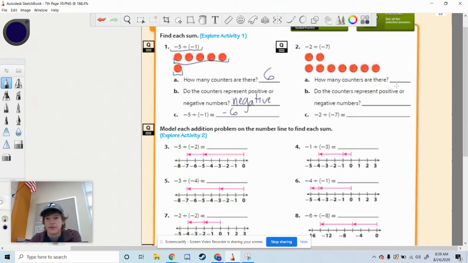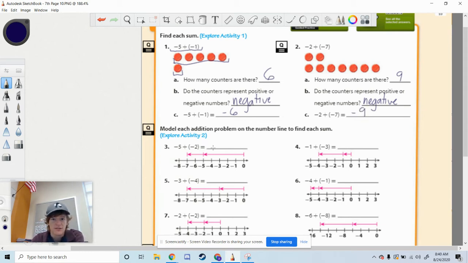Number 2, we're going to do -2 plus -7. How many counters are there? We have 1, 2, 3, 4, 5, 6, 7, 8, 9. 9 counters. Are they positive or negative? These are red, so again, negative. And then -2 plus -7 is going to equal -9.